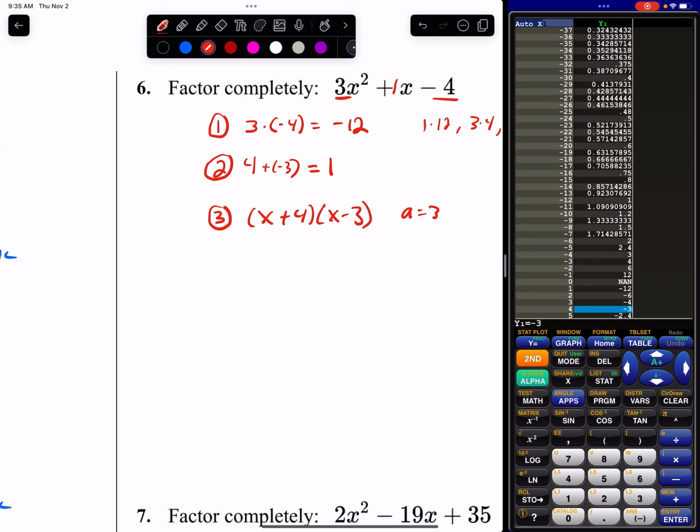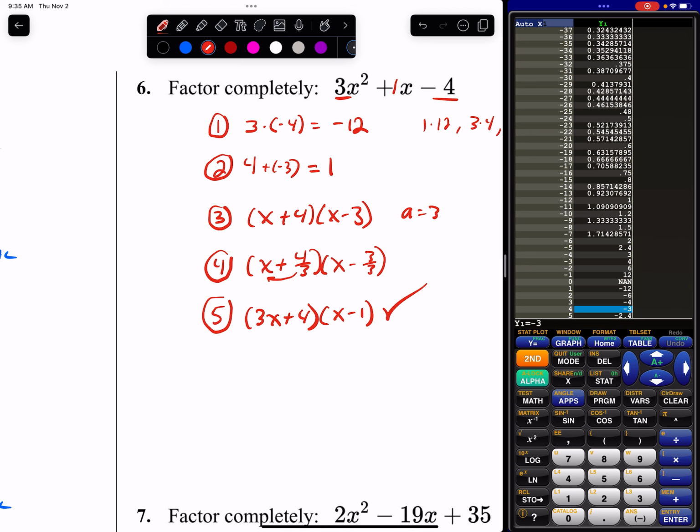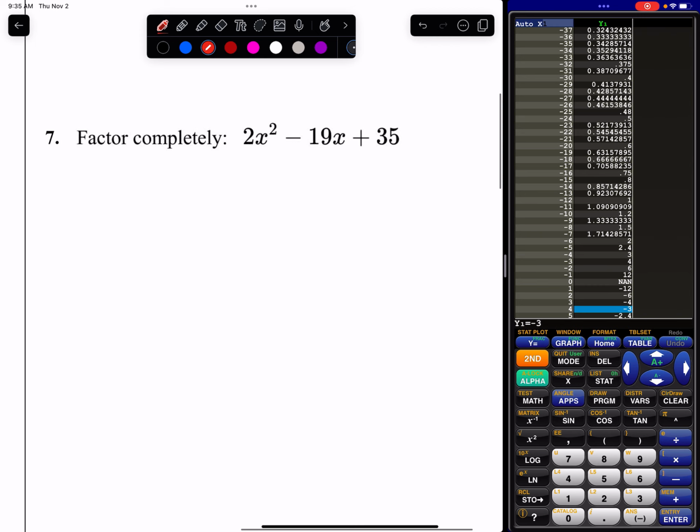If a is equal to 3, which we did in all of the examples here so far, I've got x plus 4/3, and then x minus 3 over 3. And the last step is simplify. If the 3 doesn't yield an integer here, we're going to move it to the front and write 3x plus 4. And then 3 divided by 3 is 1. So check, we are done. Now moving on to 2 more challenging ones here.